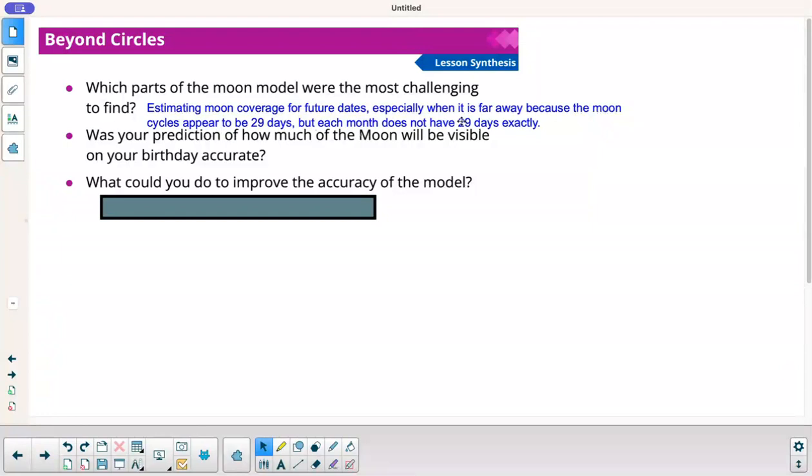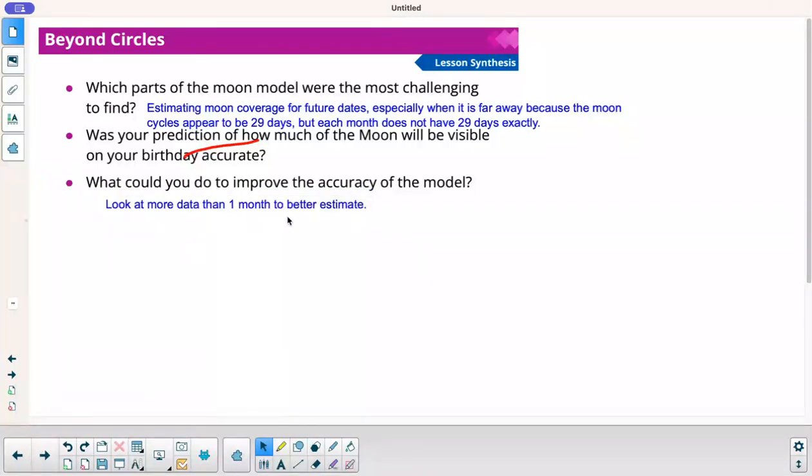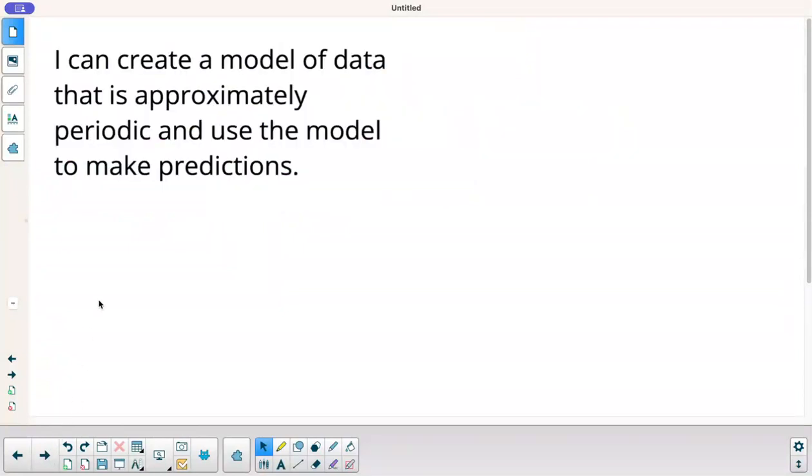Was the prediction of how much of the moon will be visible on your birthday accurate? I think so, but I'm not gonna check that. I'll just cross that off. What could you do to improve the accuracy of the model? Obviously, we only have 1 month worth of data, so look at more data than 1 month. That'll give you a better estimate. We'll see if this repeats always the same amount. All right, goal. I can create a model of data that is approximately periodic and use the model to make predictions. Good.